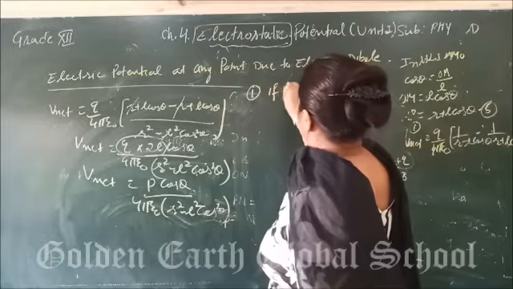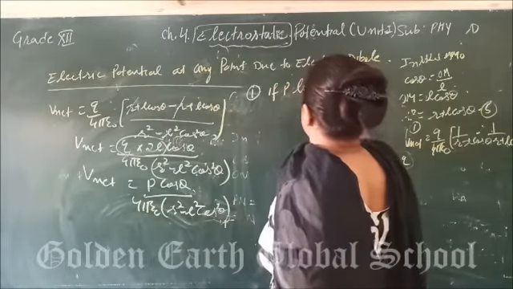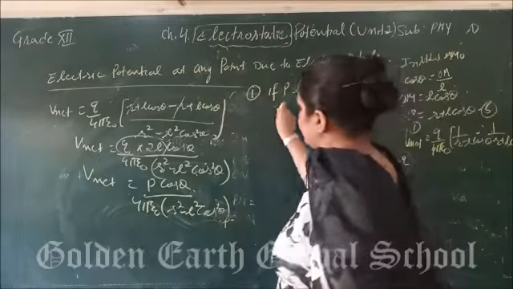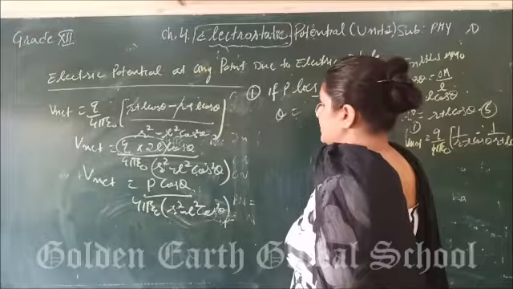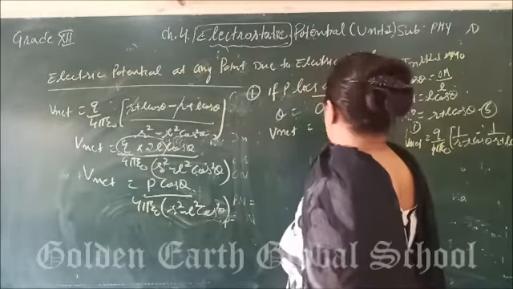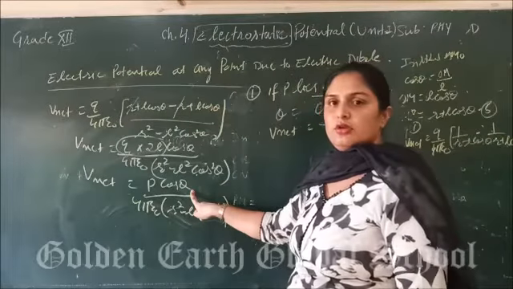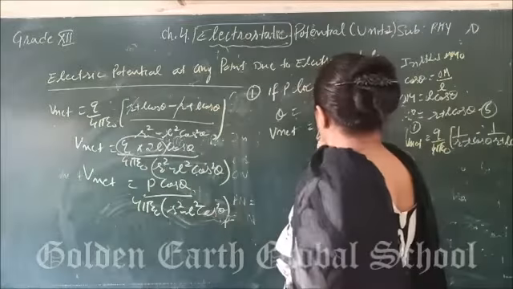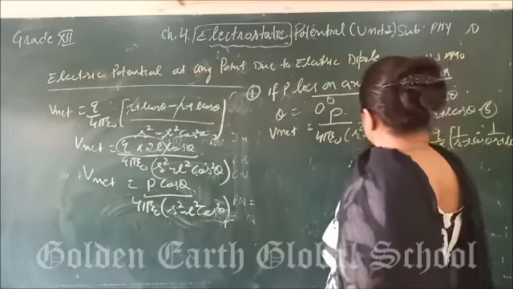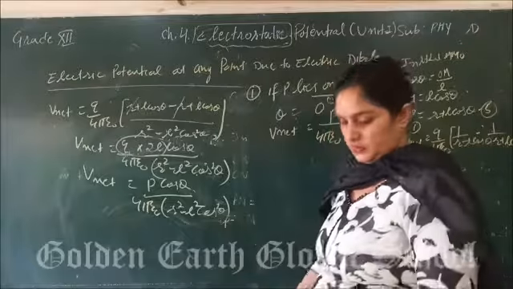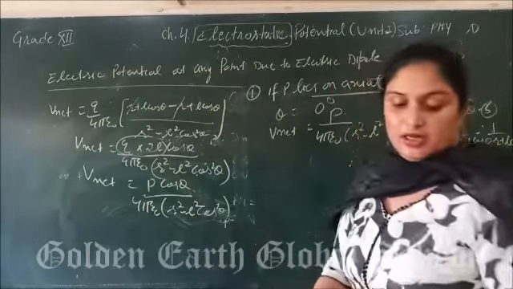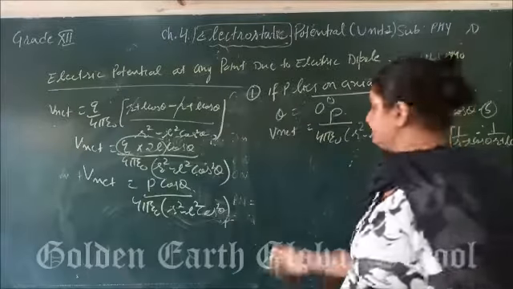Next, if the observation point P lies on the axial line, in that case theta will be equal to 0 degree. Then V net will be equal to p cos 0 upon 4 pi epsilon naught into r square minus L square. Now next come to the case where the observation point P lies on the equatorial line.